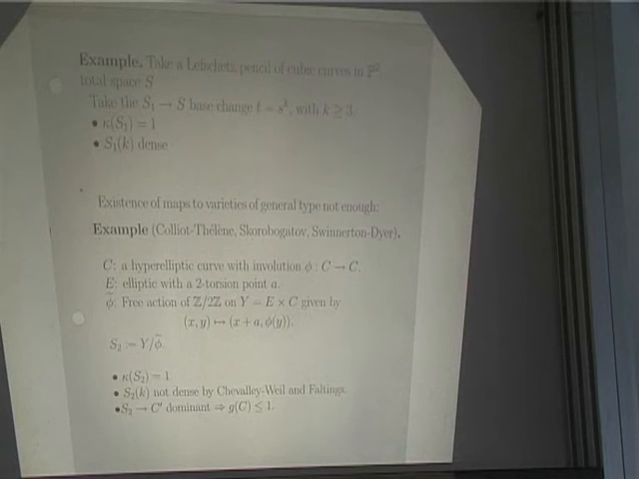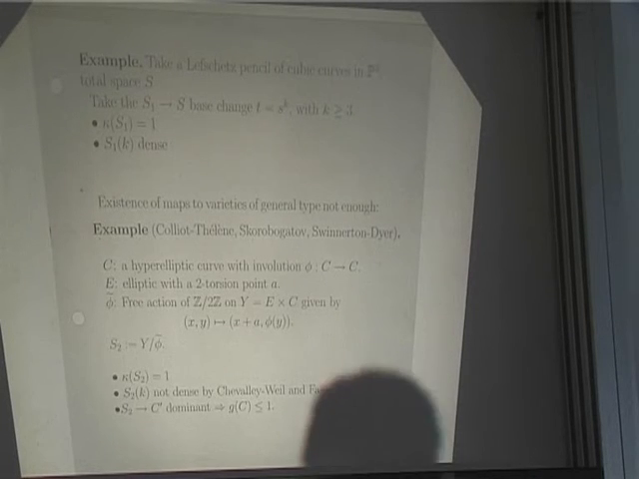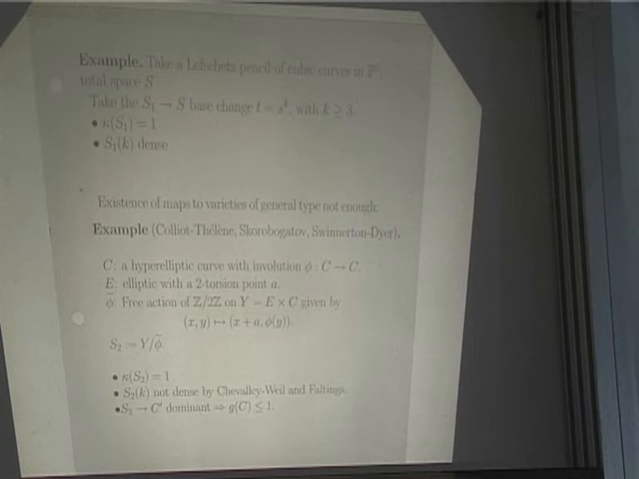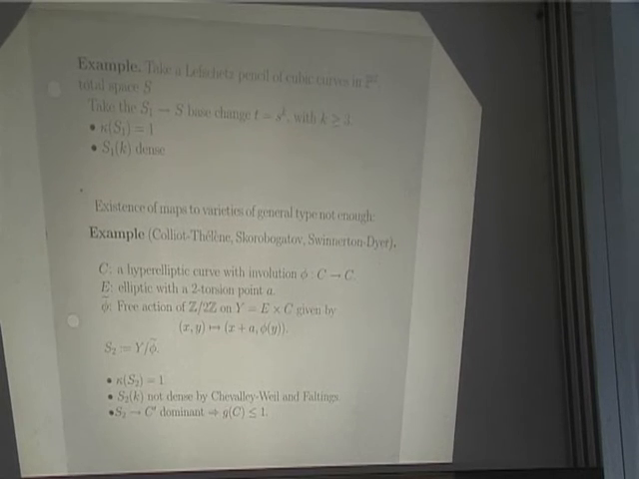So existence of maps to a variety of general type is not enough to say whether or not you have dense rational points. So here's a variety which does not have any map to a variety of general type. Here's a surface that does not have any map to a surface of general type, or to a curve of genus bigger than 1, yet the points are not dense. And this is again a Chevalley-Weil argument, just like Henri has shown you last week.